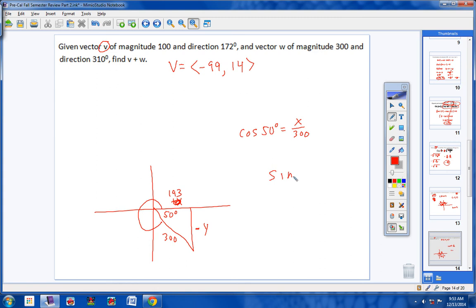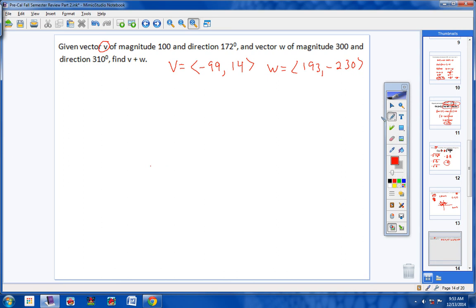So the sine of 50 degrees equals opposite over hypotenuse. Multiply both sides by 300. 300 sine of 50 is going to be 229.8. I'm going to put 230. So this is negative 230. So there's w. W is 193. And then down 230. And now, students, the rest of it's a piece of cake.